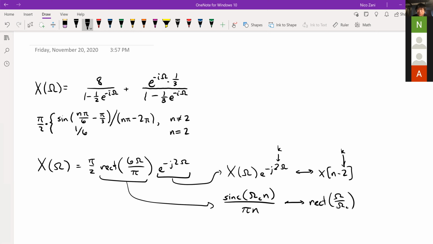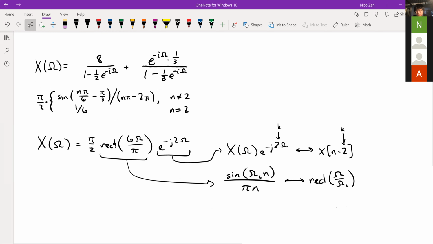Sorry, this is sine, not sync. So these are the two pairs that you're going to use. And from there, you can just go about solving the problem by knowing that, if we want to get this into the form of rect of omega over omega c, then this right here is going to be omega over pi over 6.